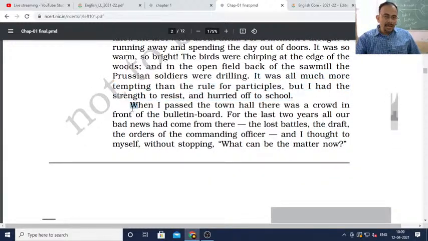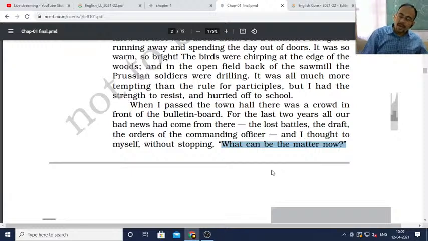Next, when I passed the town hall, there was a crowd in front of the bulletin board. For the last 2 years, all our bad news had come there. The lost battles, the draft, the orders of the commanding officer, and I thought to myself without stopping, what can be the matter now?